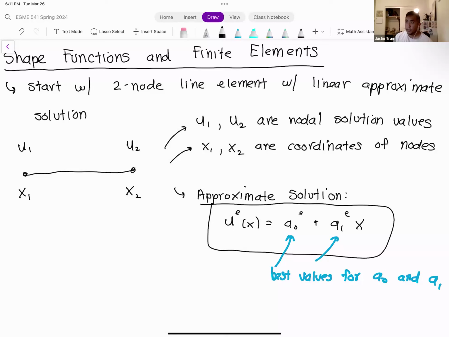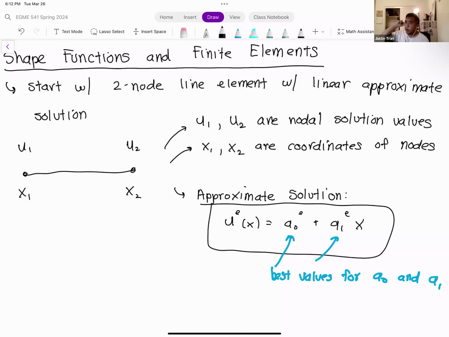So that's our situation, right? This is the simplest thing that we can do. We have a two-node element, a linear approximation function, a linear approximate solution, and we're going to solve for those values. All right, so let's go ahead and solve this the same way that we did before, but with the caveat that our boundary conditions here are going to change.